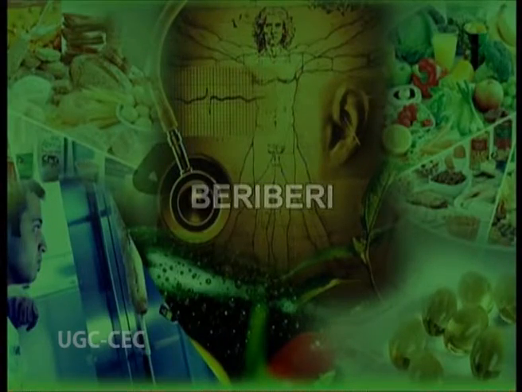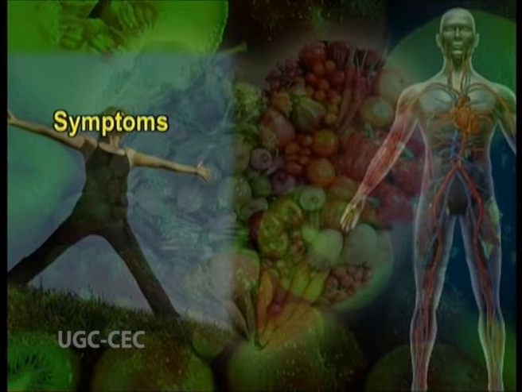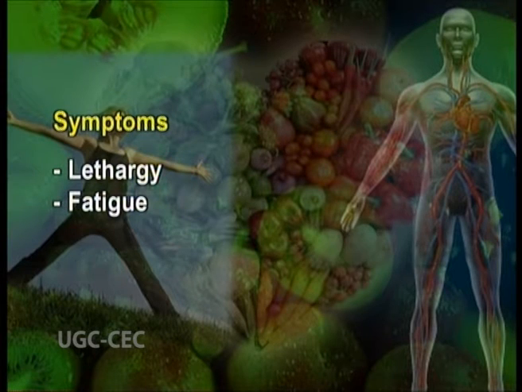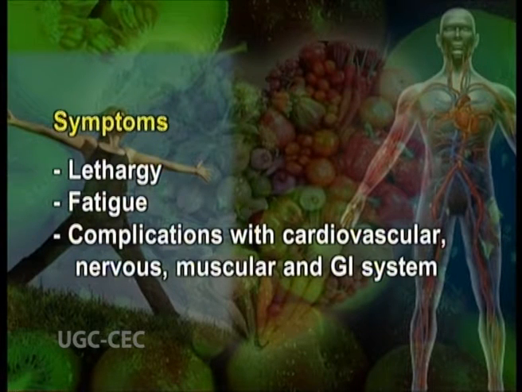Beriberi. Beriberi is a nervous system ailment caused by a thiamine deficiency in the diet. Thiamine is involved in the breakdown of molecules such as glucose and is also found on the membranes of neurons. Symptoms of beriberi include severe lethargy and fatigue, together with complications affecting the cardiovascular, nervous, muscular and gastrointestinal systems.